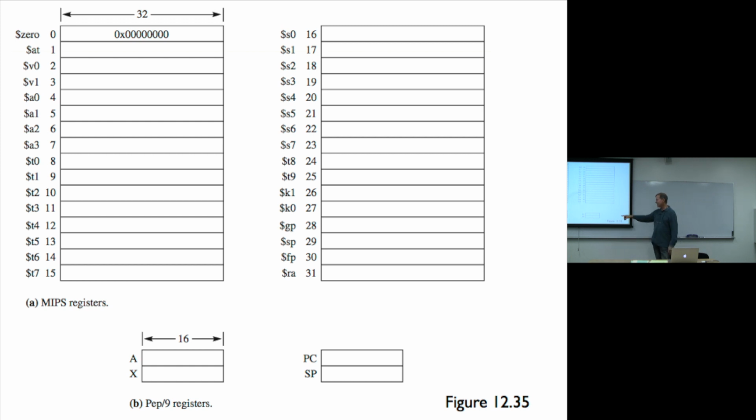But look, in comparison, for part B, this is a scale drawing. These are 32 bits wide, and how big are the PEP9 registers? 16. So they're half, and there's fewer of them. But on the other hand, MIPS is what? Reduced instruction set, and PEP9 is what? Complex instruction set. So even though it's small, it's still complex because it has all these complicated addressing modes, and it has microcode. Are you with me? But that's just a little scale drawing comparison.